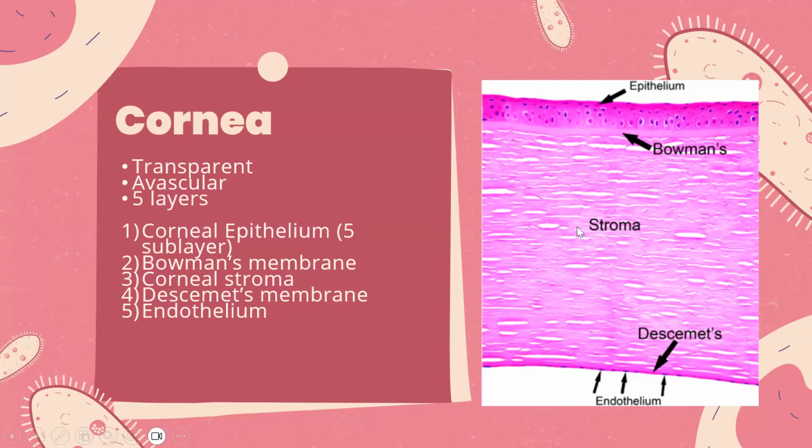So in total, we have 3 cellular layers, which are the epithelium, the stroma, and the endothelium, and 2 acellular membranes, which are the Bowman's membrane separating the epithelium from the stroma, and the Descemet's membrane separating the stroma from the endothelium. Now let's talk about the corneal epithelium first. As I mentioned earlier, we have a total of 5 layers of the cornea, but the epithelium has 5 sublayers. So let's discuss them.